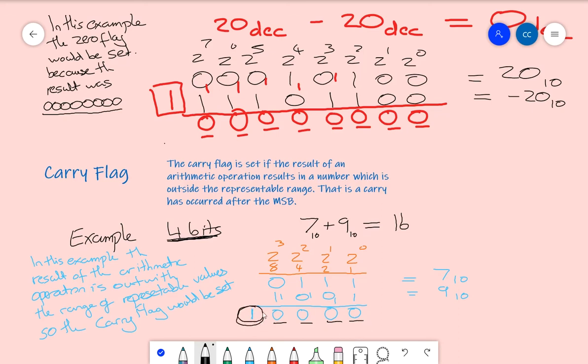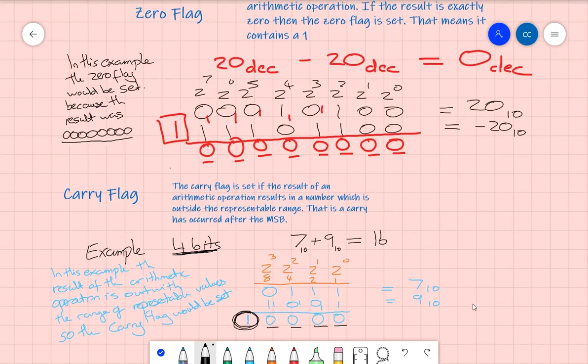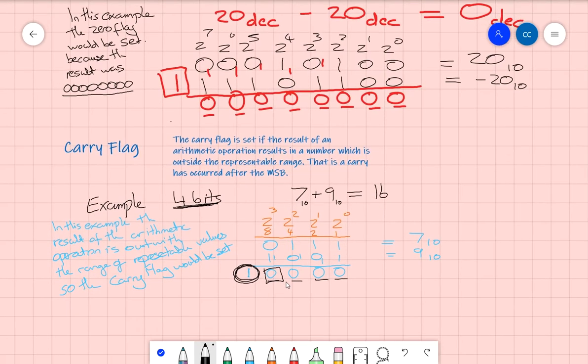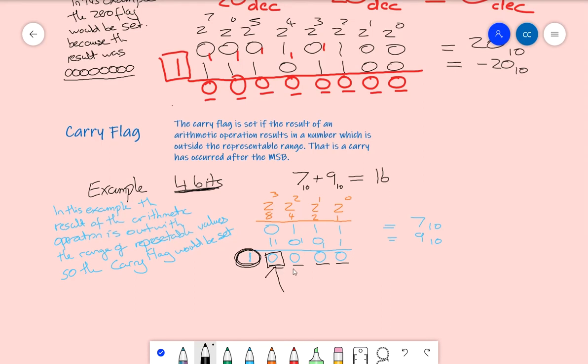This one is outside the range, so therefore the carry flag would be set, because in this instance this bit here, let me get more room there, this bit here is the most significant bit of the 4 bits.